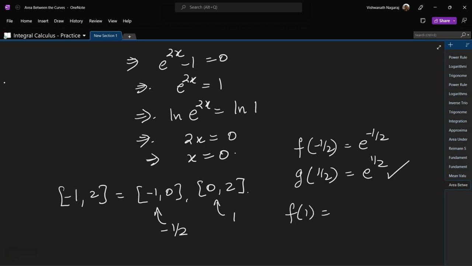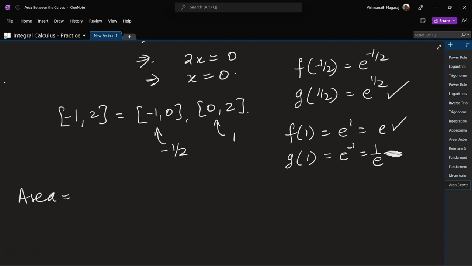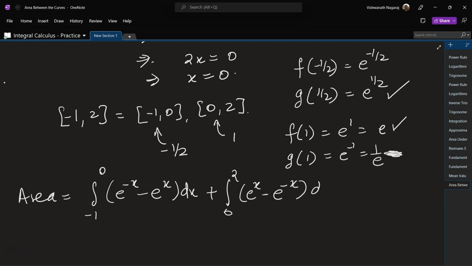So this is positive, this is negative, so this is going to be higher. Okay, so f of 1 is equal to e to the power of 1, which is equal to e. g of 1 is equal to e to the power of minus 1, which is 1 by e, a smaller number than e, right? So we don't have to do this. So in this case, this is going to be higher. So therefore, area would be integral from minus 1 to 0 of e to the power of minus x minus e to the power of x dx plus integral from 0 to 2 of e to the power of x minus e to the power of minus x dx.